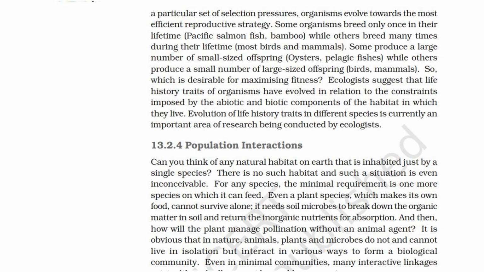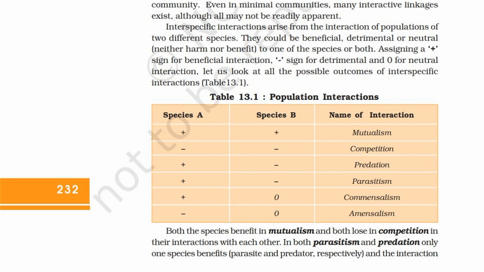And then, how will the plant manage pollination without an animal agent? It is obvious that in nature, animals, plants and microbes do not and cannot live in isolation but interact in various ways to form a biological community. Even in minimal communities, many interactive linkages exist, although all may not be readily apparent.